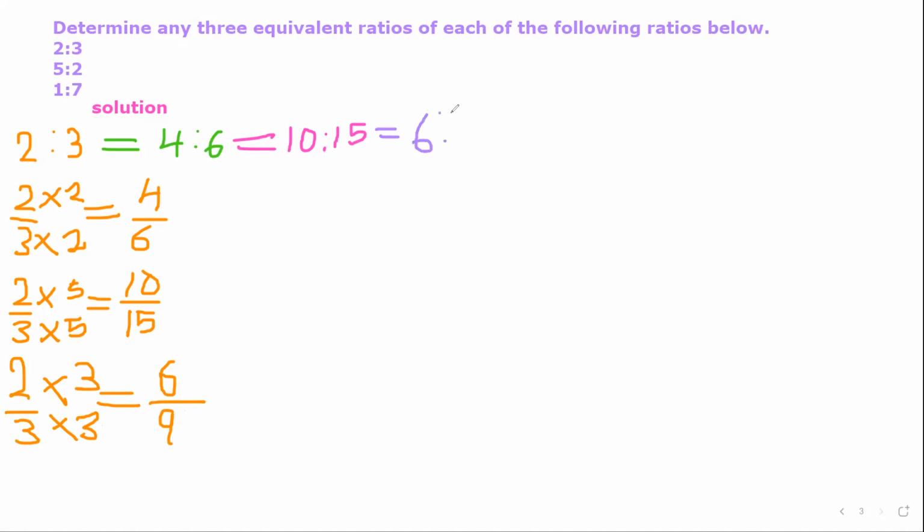So 6 over 9 is also equivalent or equal to 2 over 3. So 6 to 9 is also equal to what? 2 to 3, okay? All these equivalent fractions or ratios here can also be broken down to get 2 to 3.